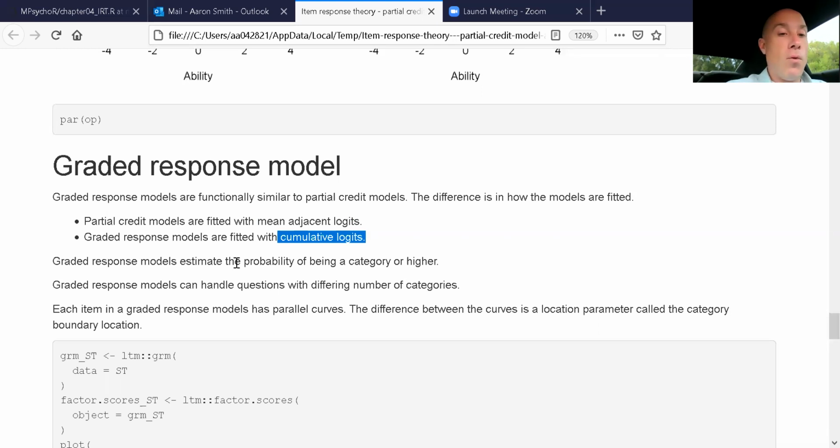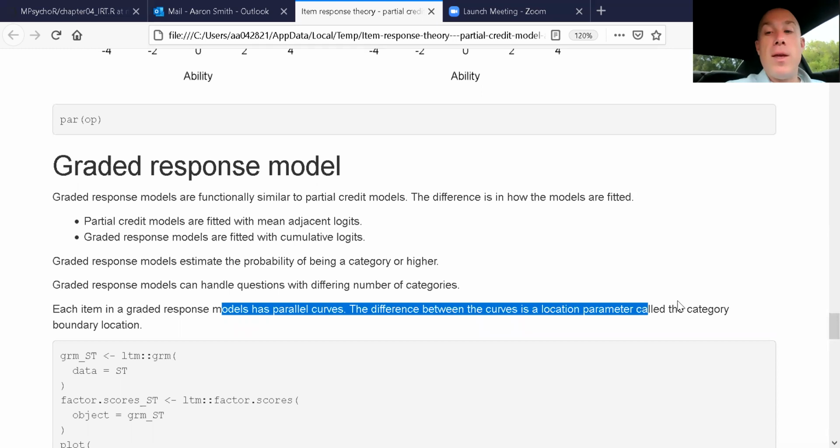And so graded response models estimate the probability of being in a category or higher. All right, so that's because it's a cumulative logit. So a category or higher because of CDF, and graded response models can handle questions with differing numbers of categories, once again, like partial credit models. Now here, each item in a graded response model has a parallel curve. The difference between the curves is a location parameter called the category boundary location. All right, so that's how much it's shifted over left and right.